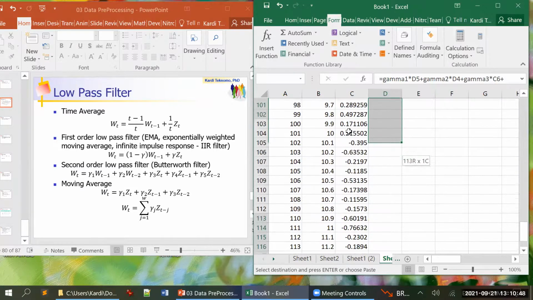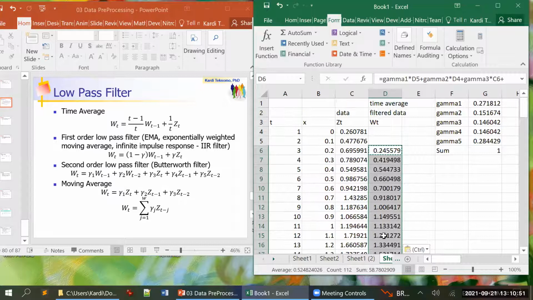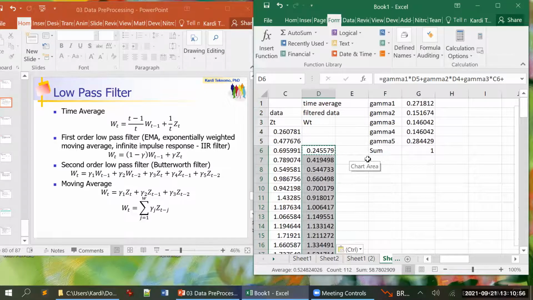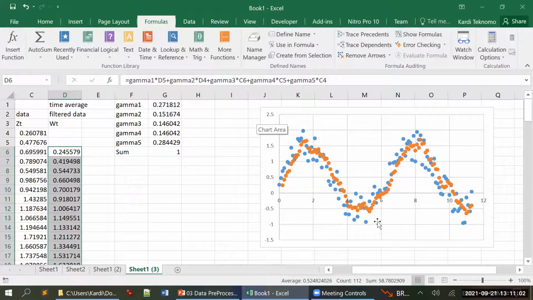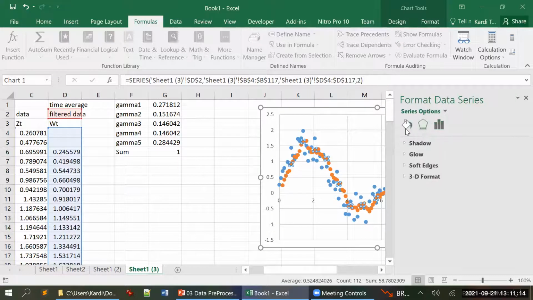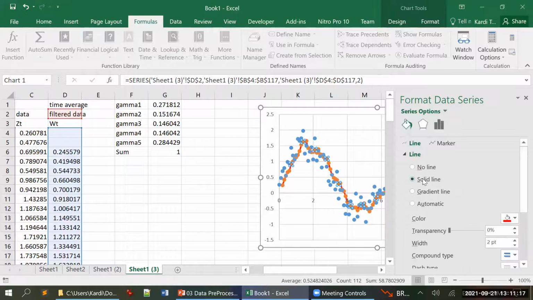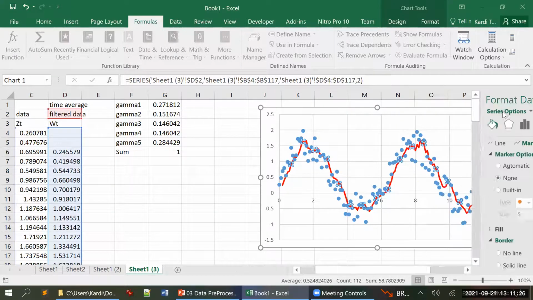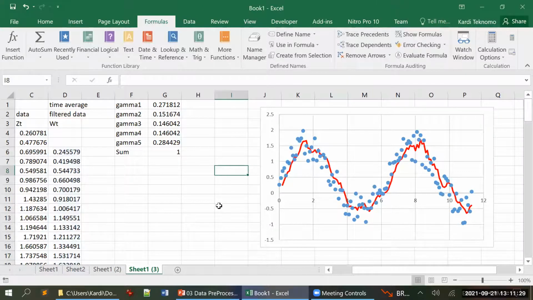Then you copy this. Oh, where is it? Yeah. Oh, much better, isn't it? Butterworth filter is much better than them. Line is solid line. Marker is no marker. Much better than EMA.